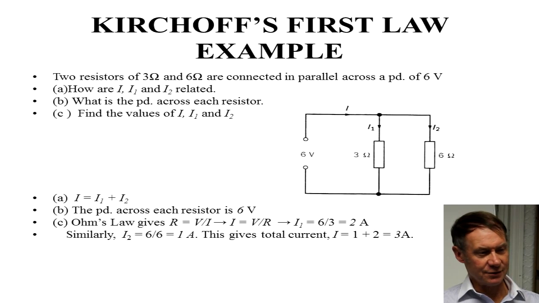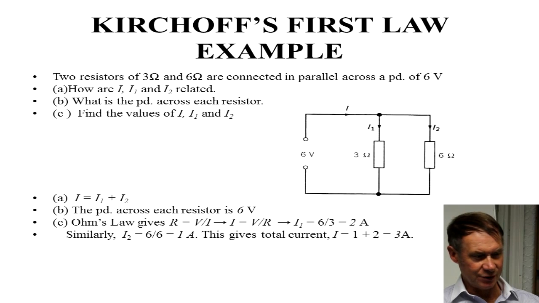So the answer to the first question is I equals I1 plus I2, as you can see from the diagram. Since it's a parallel arrangement, the PD across each resistor is 6 volts. And in the third part, Ohm's law gives R equals V over I, so we just use one of those branches. So I is V over R, giving I1 is 6 over 3, which is 2 amps. And similarly, I2 is 6 divided by 6, which is 1 amp. So the total current I is 2 plus 1 equals 3 amps.